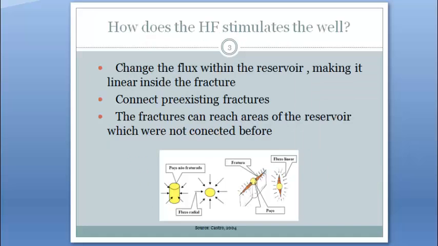So, how does hydraulic fracturing stimulate the well? It creates fractures in the rocks, which will change the flux regime of the reservoir. The flux regime will no longer be radial but linear, and it can also connect pre-existing fractures, and make areas of the reservoir that were not connected with the well be connected, increasing the production of it.